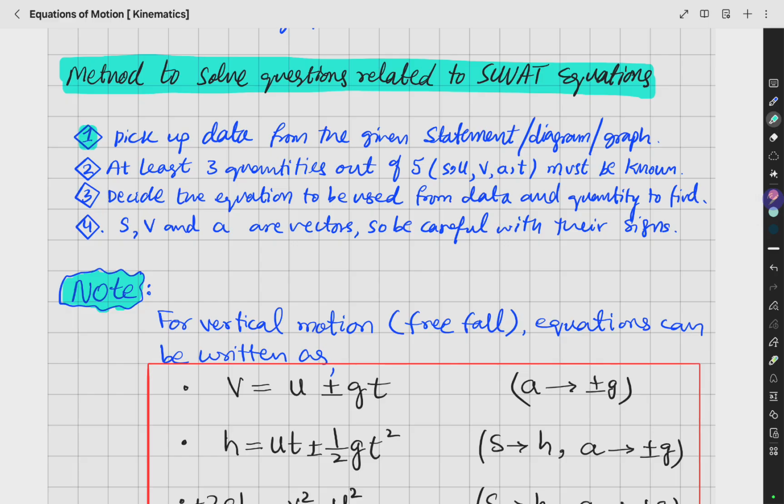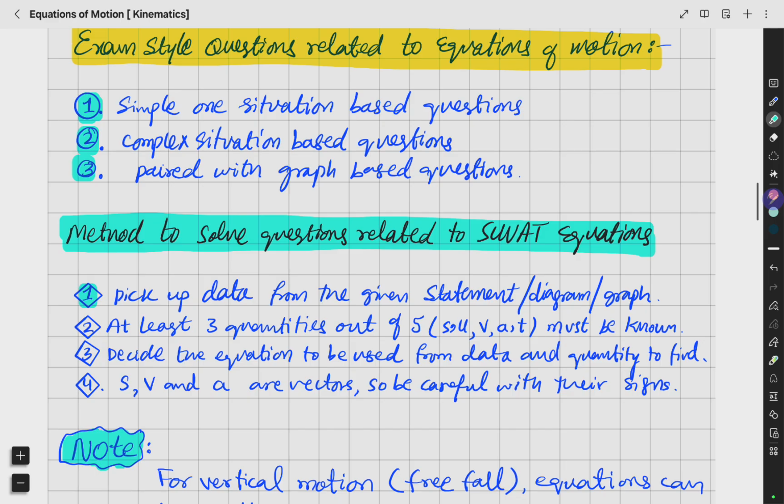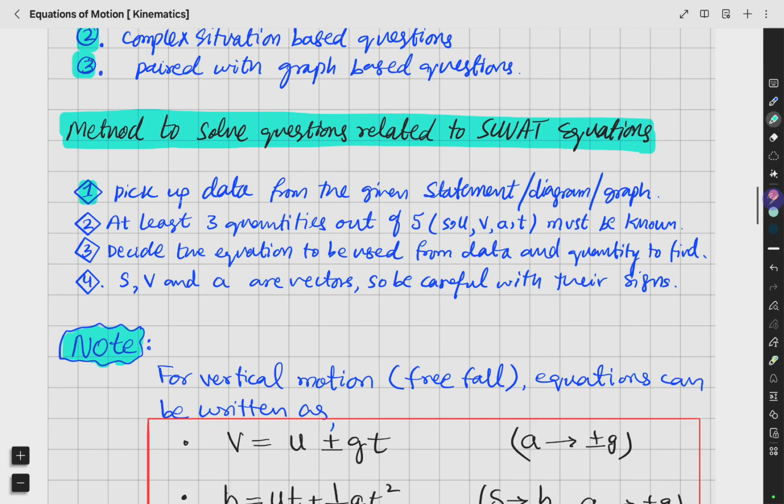The method is common. Whatever type of question you're doing from 1, 2, and 3, you will adopt the same method. First, you have to pick up data from the given statement, diagram, or graph. Second, at least three quantities out of five, S, U, V, A, T, must be known. You should be very careful, this is one of the most important things. Sometimes they say the object starts from rest, so it means u is 0. They will not tell you that u is 0, but you have to figure it out yourself.